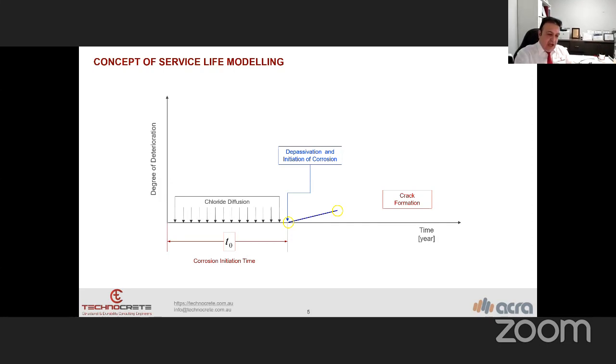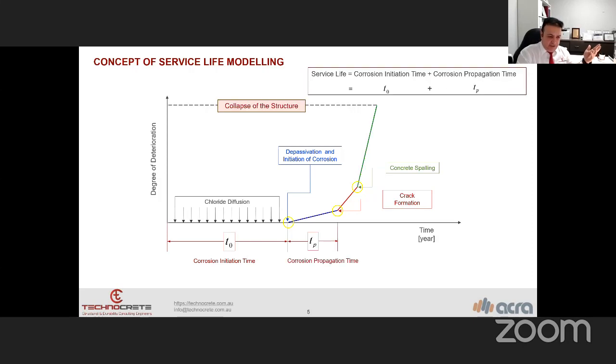Then what will happen after that? We have accelerated chloride ingress into the concrete, and then we have a steeper slope of deterioration, and then spalling can occur. And then after that, accelerated deterioration and then collapse of the structure.